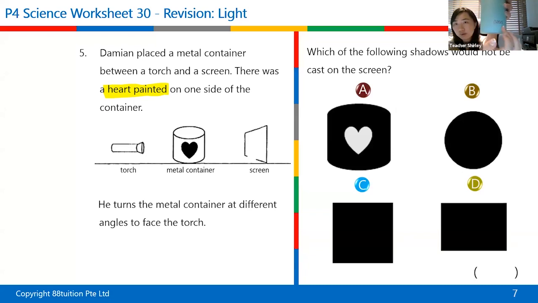Since light cannot pass through it, it is able to block light, and when light is blocked by an opaque object, it will cast a shadow. The shadow that will be cast, if you look from this angle, is actually not round. So the shadow cast will look something like that, because you have to look at this part here.